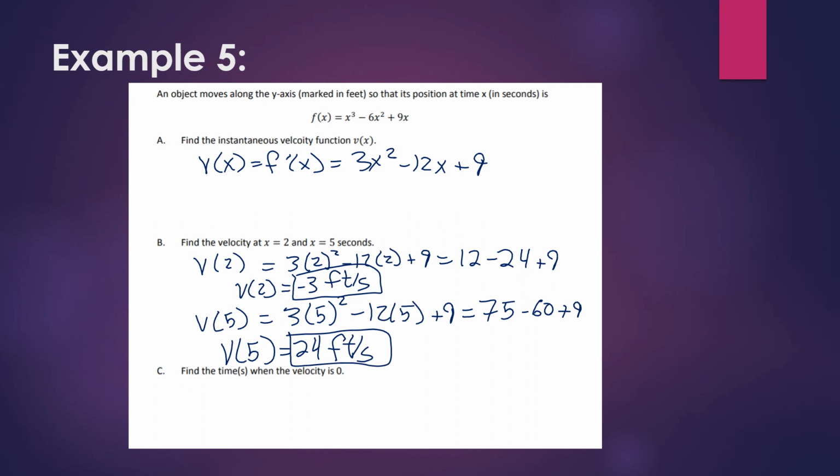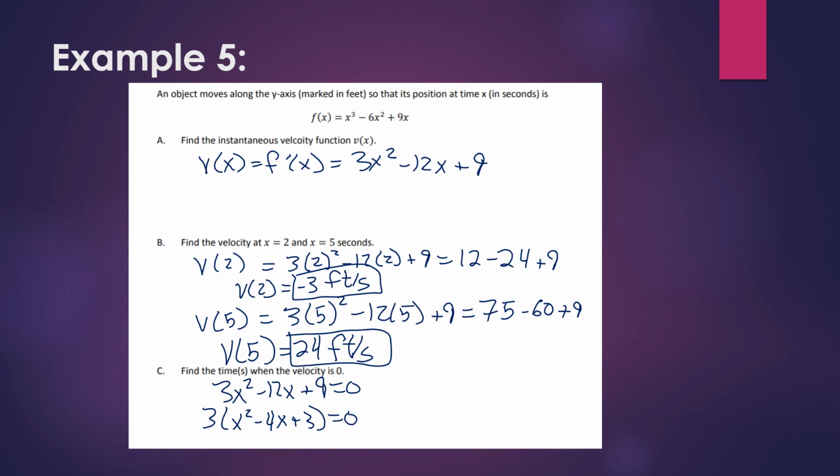And then for part C, they're asking us to find the time or times when the velocity is 0. So I'm going to take my velocity function, 3x squared minus 12x plus 9, and set it equal to 0. So I'm going to factor here. I can take out a 3. So I'm going to get x squared minus 4x plus 3 equals 0.